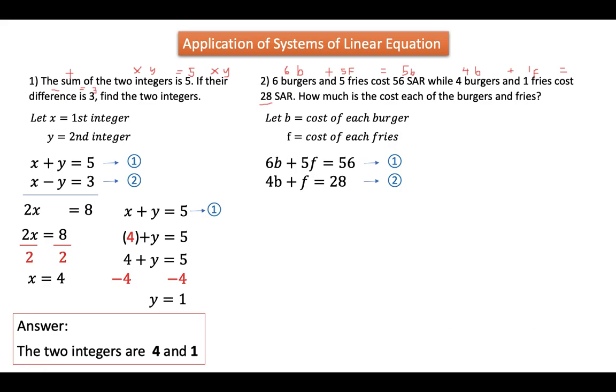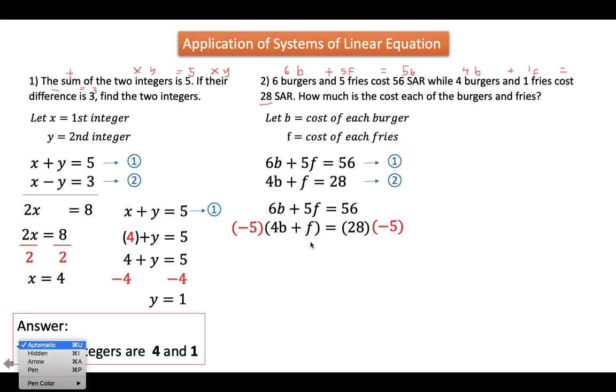Now, the third step is let us decide which method we are going to use. I think for me it is easier to use the elimination method. So let us first write equation 1, which is 6b plus 5f equals 56. Then the second equation, 4b plus f equals 28. As we notice, if we add or subtract these two equations, we cannot eliminate one of the variables. So we're going to modify the second equation by multiplying both sides by negative 5.